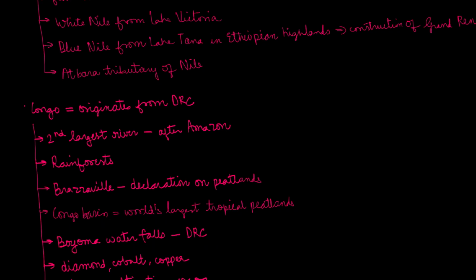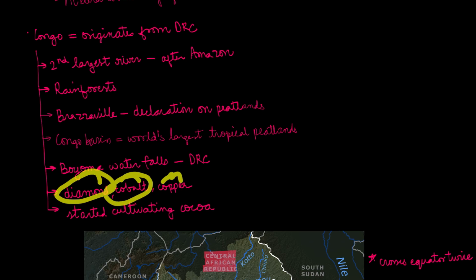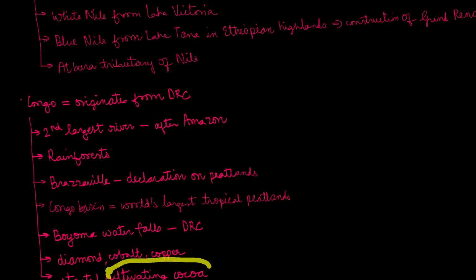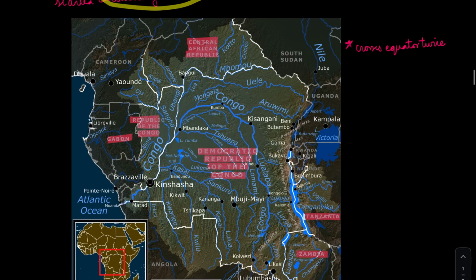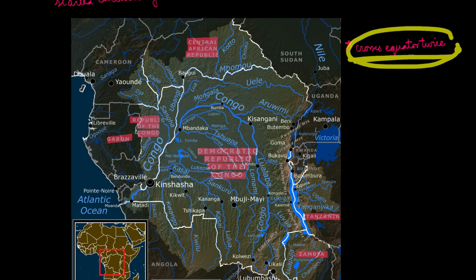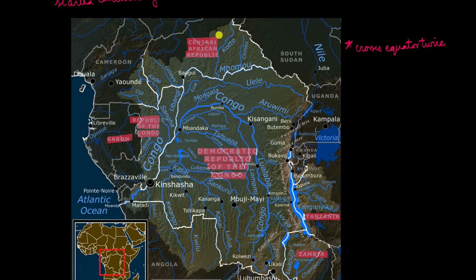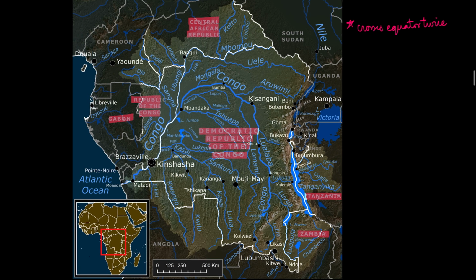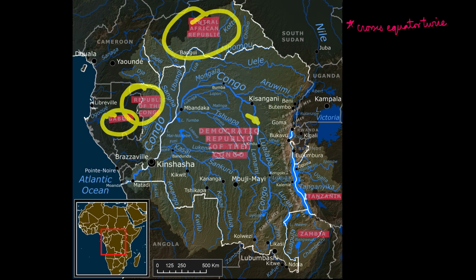are also in DRC. This river is known for diamond, cobalt, copper. This region is also known for cocoa cultivation. This is a map of the Congo River Basin. The Congo River crosses the equator twice. The countries which fall into the basin of Congo are the Central African Republic, the Republic of Congo, Gabon, Democratic Republic of Congo, Tanzania, and Zambia.